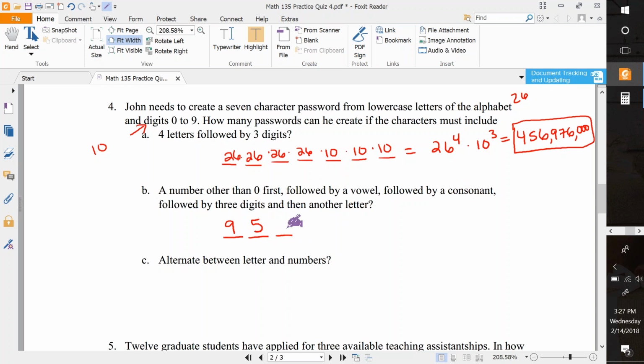Followed by a consonant. There are 21 of those in the alphabet. Followed by 3 digits with no restrictions. So that would be 10, 10, and 10, since we did not state that you can't repeat. And then another letter, which would be any of the 26 letters. So this is 9 times 5 times 21 times 10 times 10 times 10 times 26. That is 24,570,000.